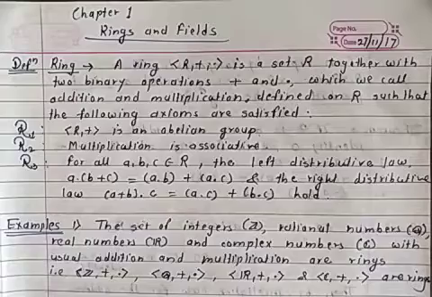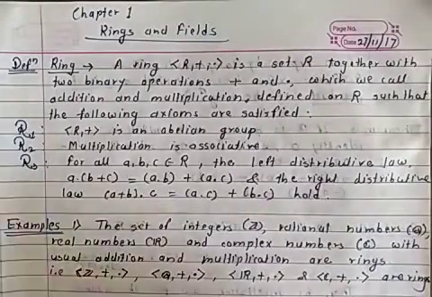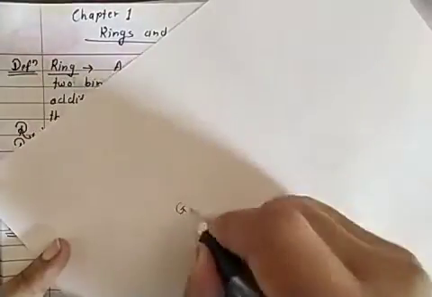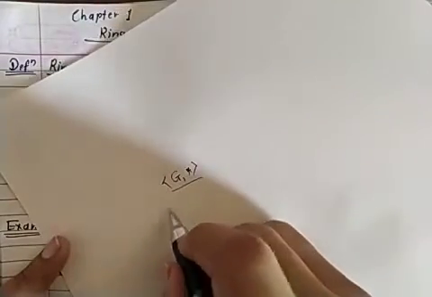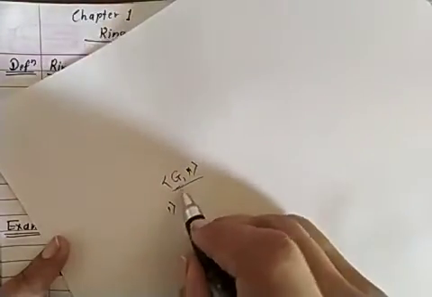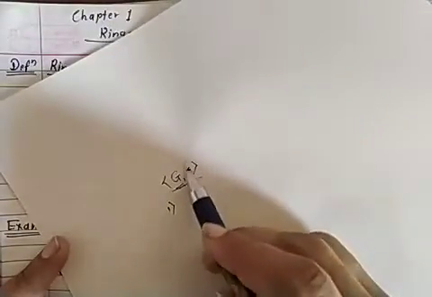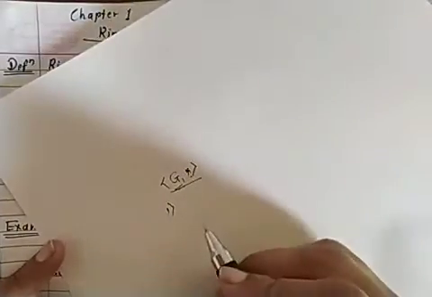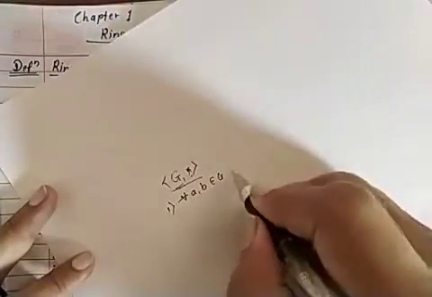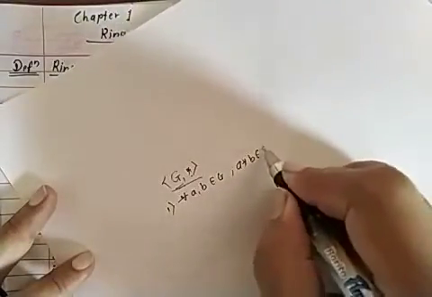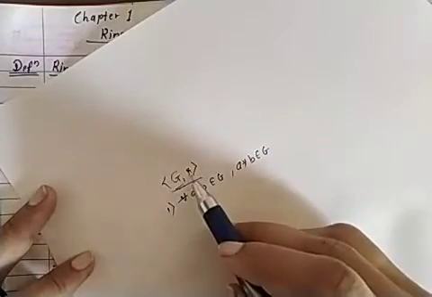So basically what is the definition of group? Suppose G is any non-empty set, then with operation star, (G, star) is said to be a group if four properties are satisfied. Which is the first property? G is closed with respect to this operation. G is closed means what? For all a, b belongs to G, a star b belongs to G. Means G is closed under operation star.